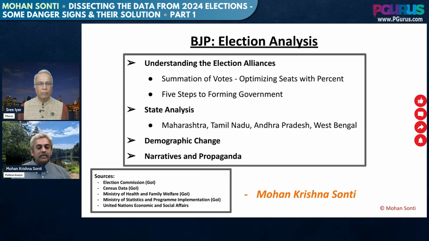The sources that I've used for the election numbers, all the numbers that I have, except for the typos, and obviously a couple of numbers here and there can go wrong because there are so many numbers. But I took very good care to make sure all the numbers are cross-checked. I got the data from the Election Commission, Government of India; Census data, Government of India; Ministry of Health and Family Welfare, Government of India; Ministry of Statistics and Programme Implementation, Government of India; and United Nations Economic and Social Affairs. And these are cross-checked with several other sources as well. So I'm pretty confident about all these numbers.